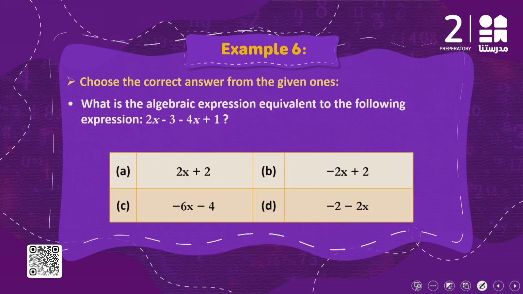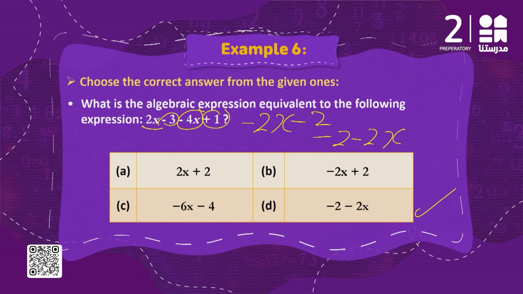What is the algebraic expression equivalent to the following expression? 2x minus 3 minus 4x plus 1. So 2x minus 4x is negative 2x. Negative 3 plus 1 is negative 2. So you have this answer the same as this one. You can switch them, being written in this way, negative 2, negative 2x. It's okay if you switch them. So negative 2 minus 2x, letter D is the right answer.